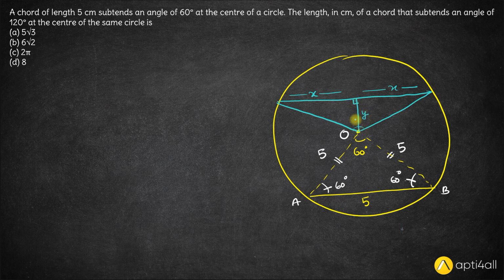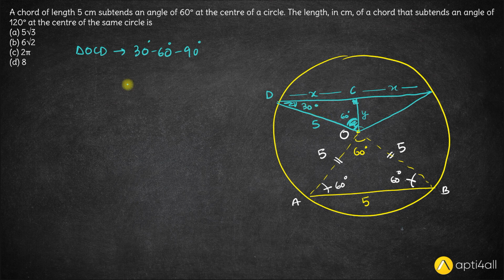Since this whole angle is 120, this part will be 60 degrees. This is 90, hence this part will be 30 degrees. So if you consider triangle O, let's say this is C, this is D, triangle OCD is a 30, 60, 90 triangle, whose hypotenuse is 5.